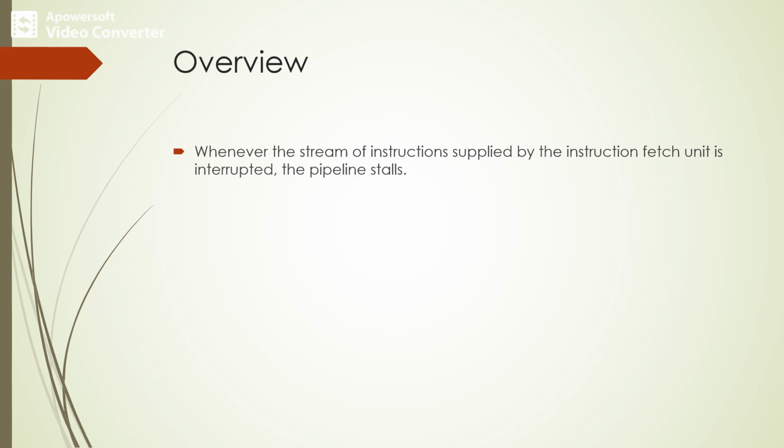So first we'll take an overview. Whenever the stream of instructions supplied by the instruction fetch unit is interrupted, at that instant pipeline stalls may occur. This may be because of a cache miss or a branch instruction. Either a cache miss or a branch instruction stalls the pipeline for one or more clock cycles. So the instruction will be fetched, but it will be delayed by one or more clock cycles.